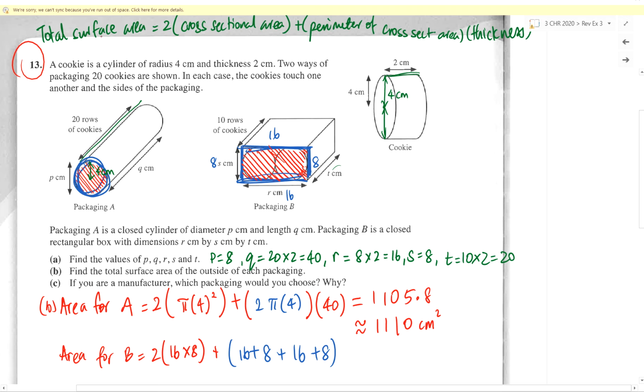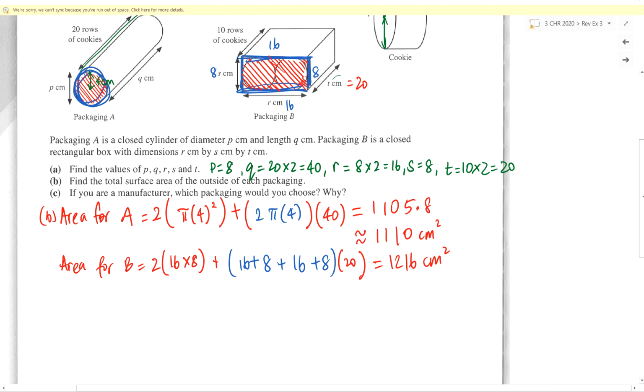After the perimeter, we need to multiply by the thickness. The thickness over here is the value of T, which is 20. So 1216. This is an exact value. There is no need to round off to 3SF. So we leave it as 1216.